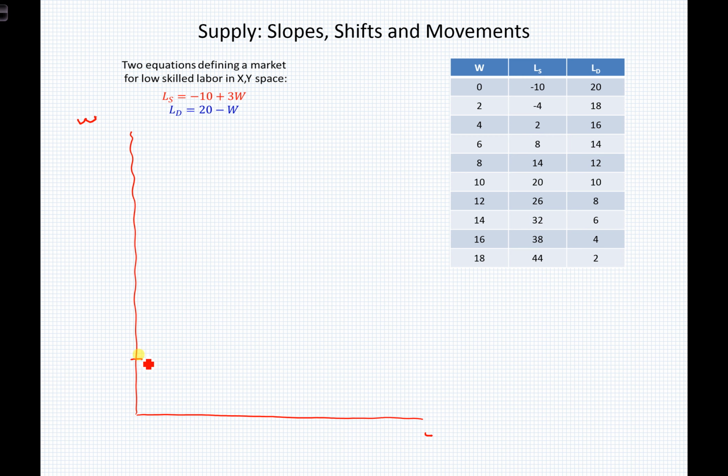So let's say that our wage of 4 could be here. Our labor supply of 2 perhaps would be here. And let's also think a little bit further here. At a wage of 10, our labor supply would be 10. So let's say that at our wage of 10, our labor supply is then 10, and we have an upward sloping curve that we'll call labor supply.